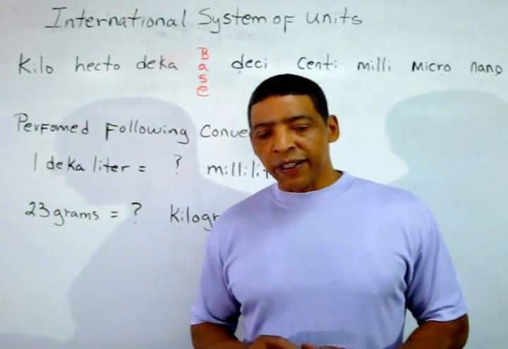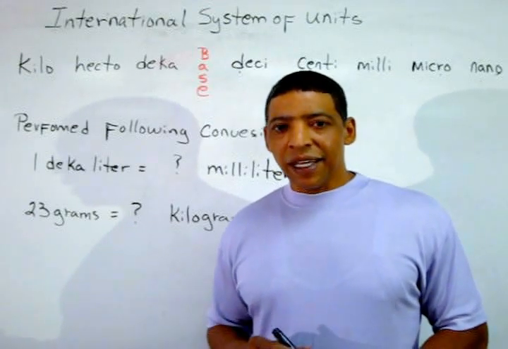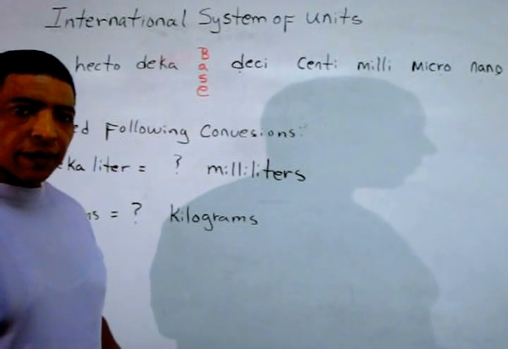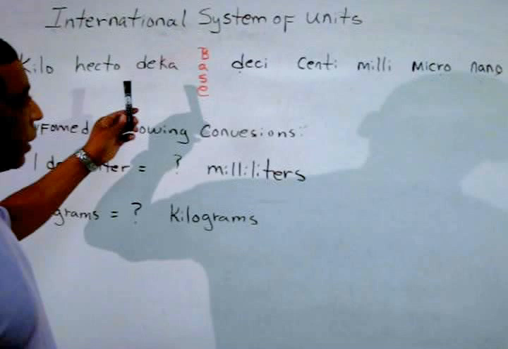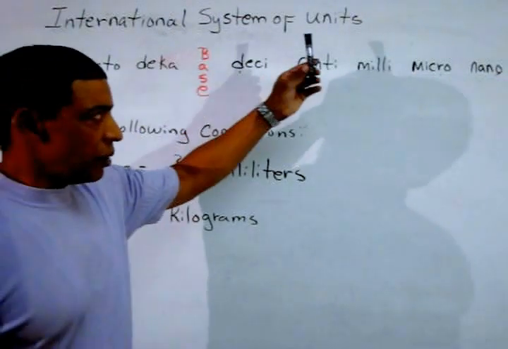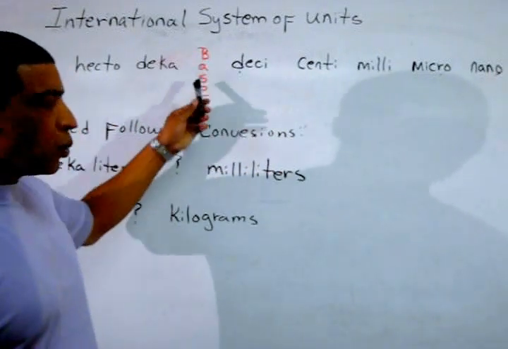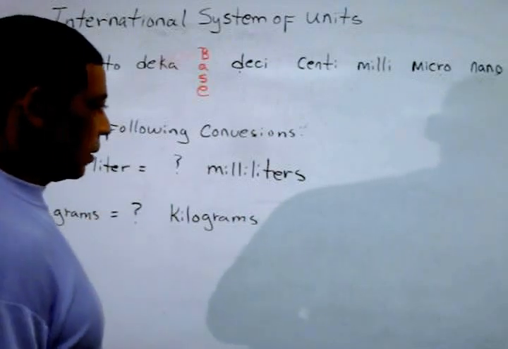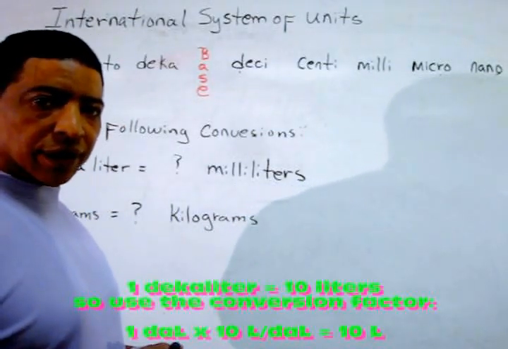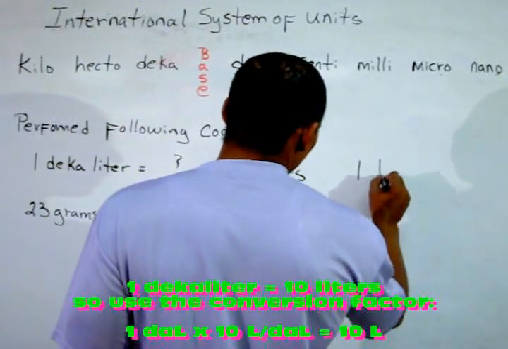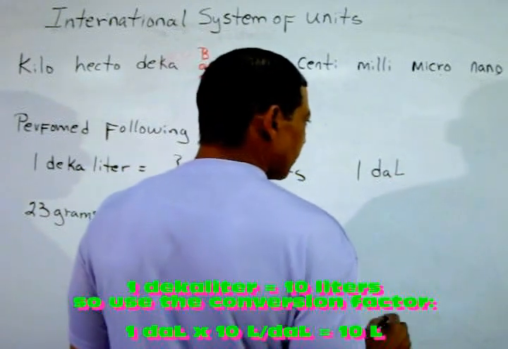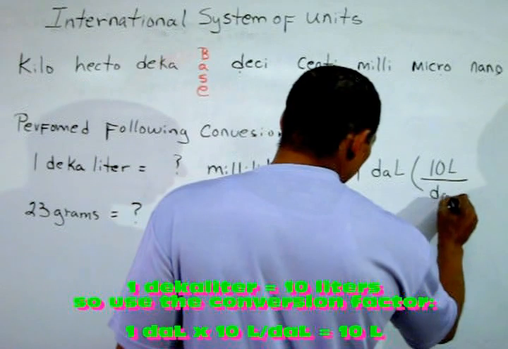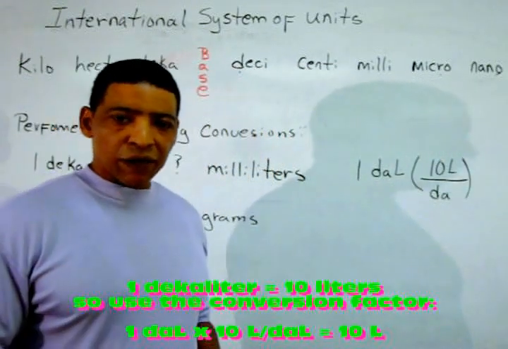Now let's perform some conversions involving SI units. In the first example, we're asked to convert 1 deciliter to milliliters. One thing to remember is that when going from one prefix to another prefix, always go through the base unit. For example, 1 deciliter is equal to 0.1 liter. So 1 deciliter times 10 liters per deciliter will be the first step.